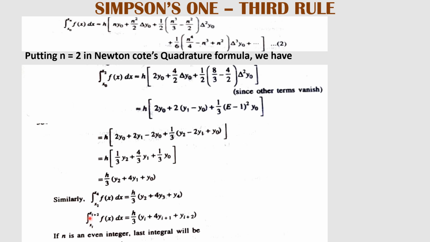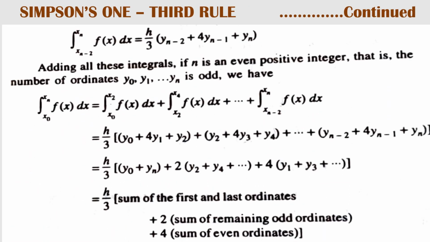So I am doing this for i times. The integral xi to xi plus 2 of f of x dx will now become h by 3 into yi plus 4 yi plus 1 plus yi plus 2, and here you will be getting the generalized formula. If n is an even integer, the last integral will be xn minus 2 to xn. This will be the last integral. You can divide the integral into many integrals, and adding all these integrals you will be getting this final value.